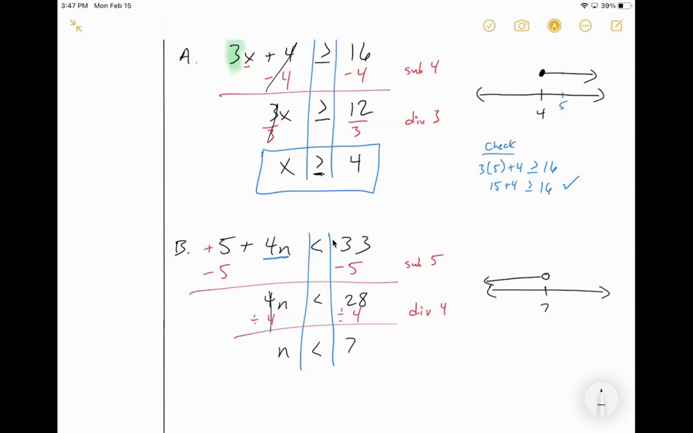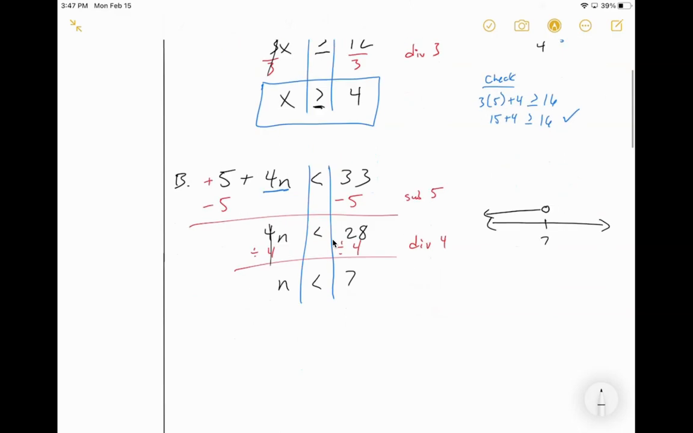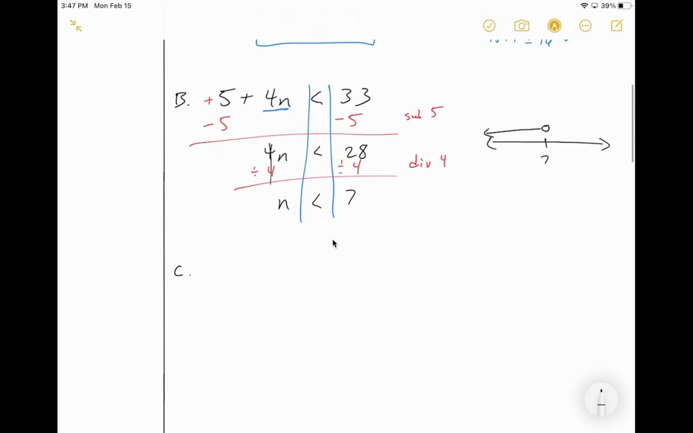So let's make things a little bit more interesting now. Throw in some minus signs and some negatives and see if we can figure it out. All right, here we go. Next problem: 7 minus 2m is greater than 11. Okay, so this is what's different right here. This one looks a little bit different than the ones before.